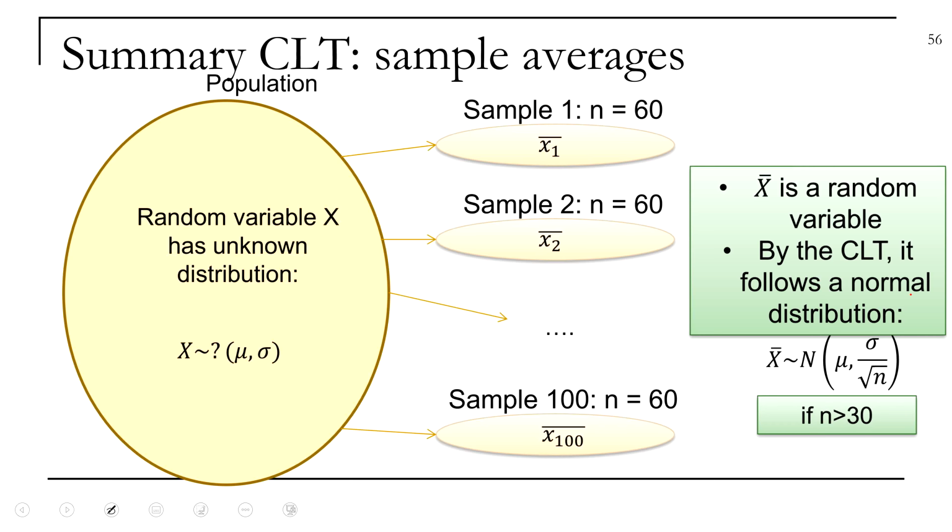Summary about the central limit theorem then is you have a random variable X from an unknown distribution. We know the mean and we know the standard deviation. We don't know what the distribution is, doesn't matter. It can be discrete or it can be continuous, doesn't matter. You take a sample size, you take sample 1, you take sample 2, you take sample 3, say, I don't know why we have n equals 60, but of any size as long as it's bigger than 30.